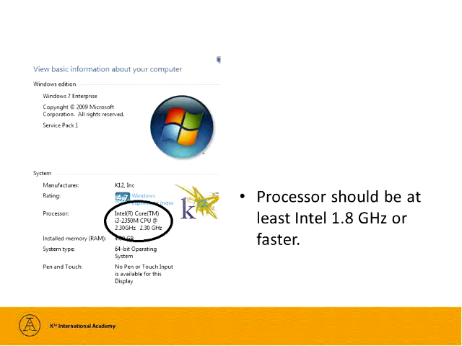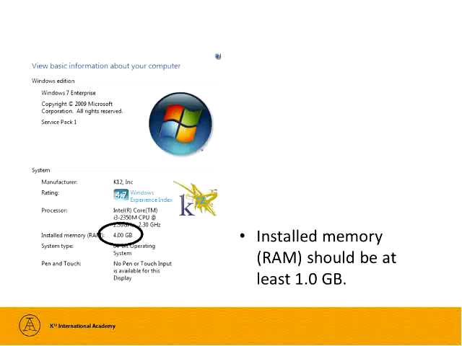Down here, it's got the processor speed. Processor should be at least Intel 1.8 gigahertz or faster. And you can see that this computer actually has 2.30 gigahertz, so this is plenty fast. And then we have the installed memory, the random access memory. And this computer has 4 gigabytes, which is well above the minimum of at least 1 gigabyte.